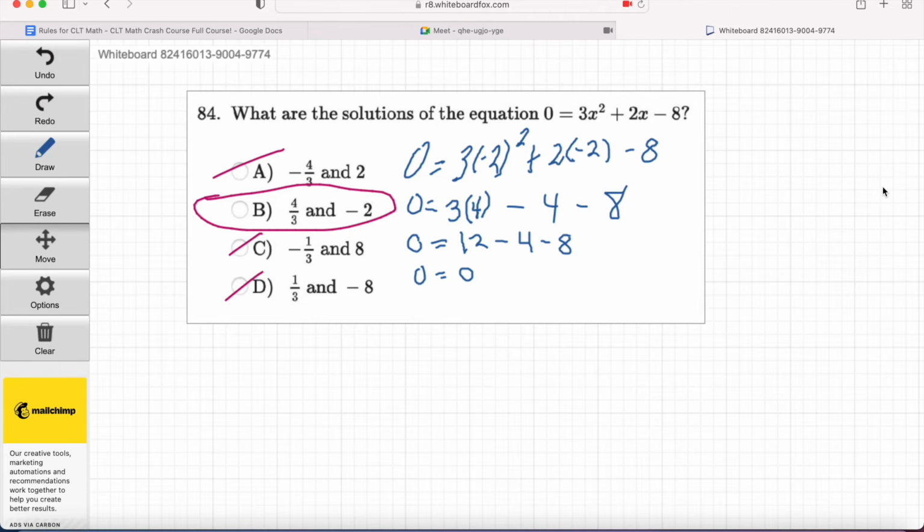Any questions about that? Don't abandon basic logic on a test like this. You can use it all the time to simplify things. Use it. If negative 2 is a solution, the others can't be right. Make sense? Awesome.